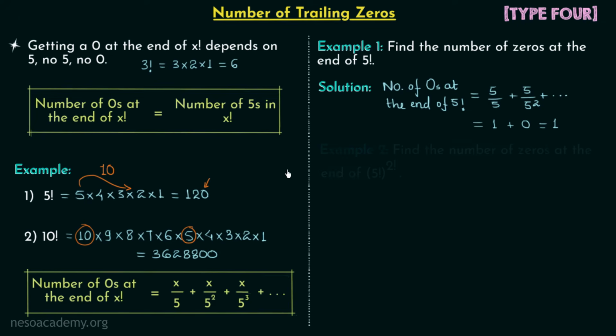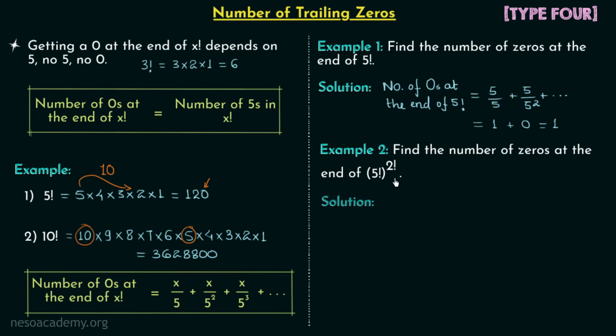Let us now move on to example number 2. Find the number of zeros at the end of 5 factorial raised to power 2 factorial. So here we have something different. We have 5 factorial and then the power of 5 factorial is 2 factorial. We will first see the general formula to solve this kind of questions. Let's say 5 factorial is x factorial and 2 factorial is y factorial.